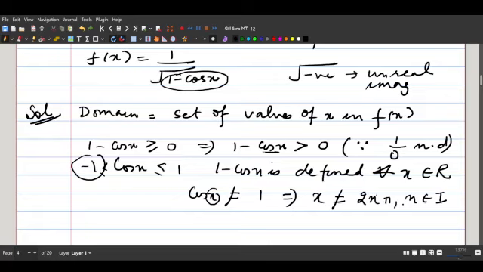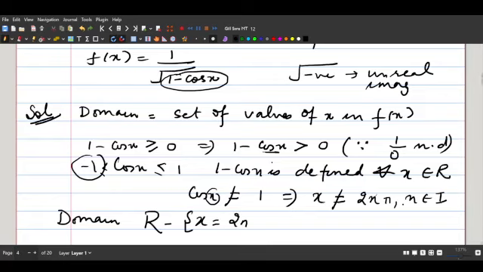Got it? So what is the domain then? Finally, the domain is the set of all real values. I can put any angle, any value here in x, except where x is an even multiple of pi. Okay, so this is the domain.